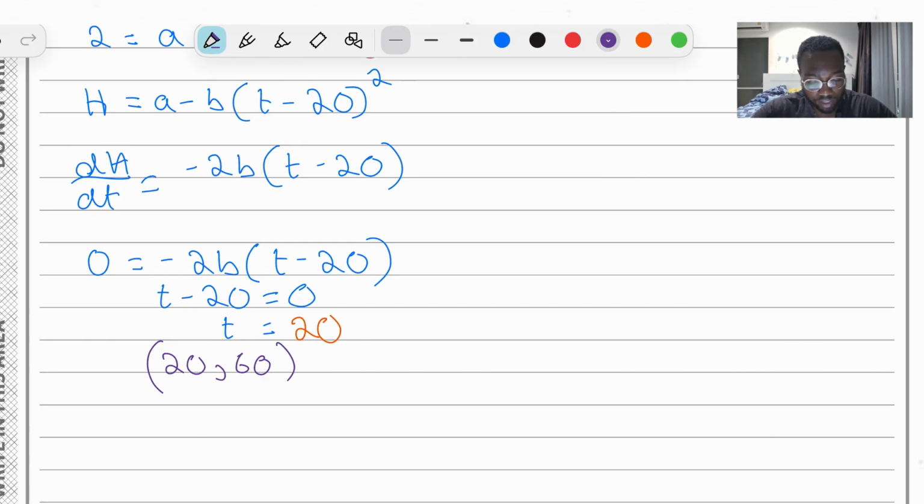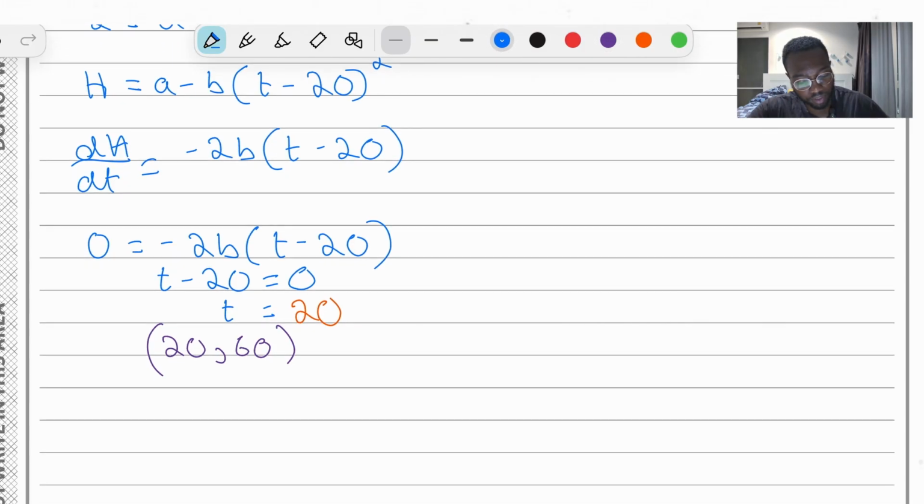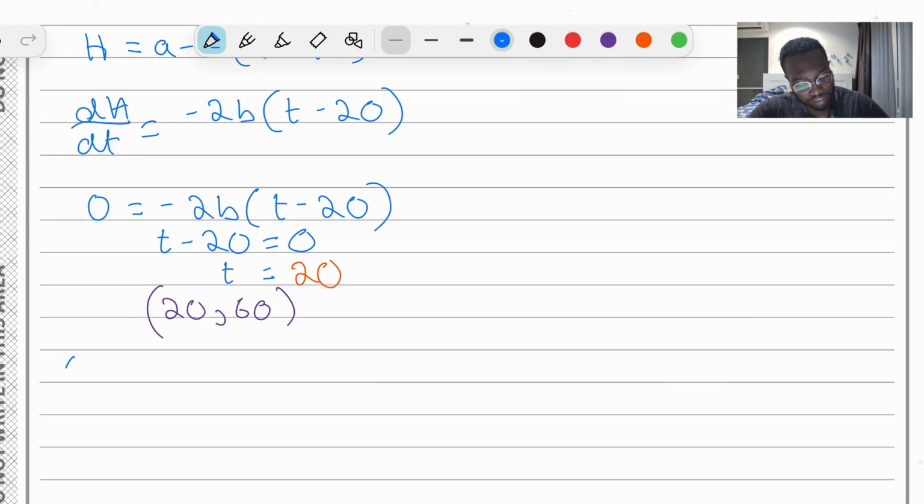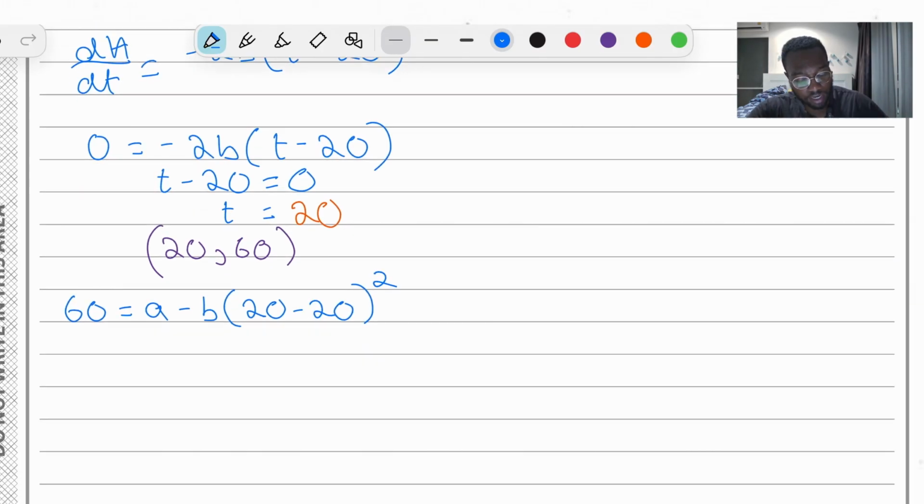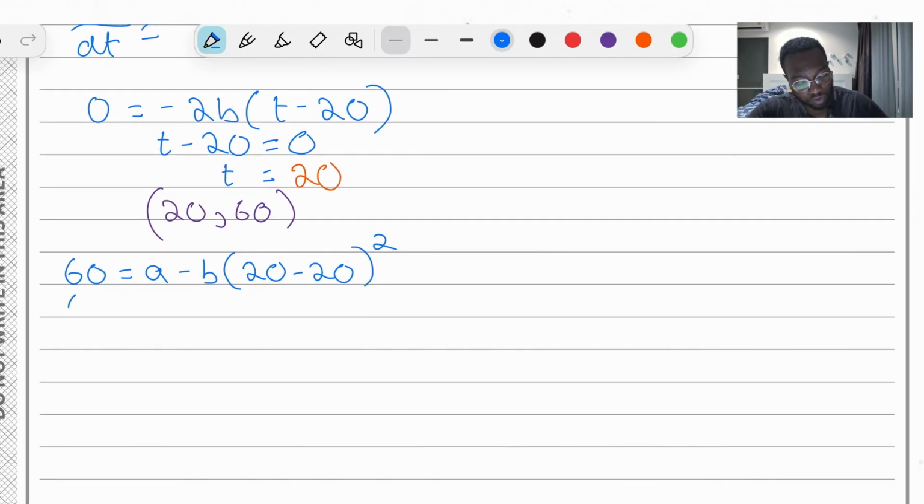So if we do that, up here we would get 60 is equal to A minus B, and that would be (20 minus 20) all squared. And if you do that, you're just left with A is equal to 60, because the 20 minus 20 cancels out. That'd be 0 squared. So you're left with A is equal to 60. So now we know what A is.